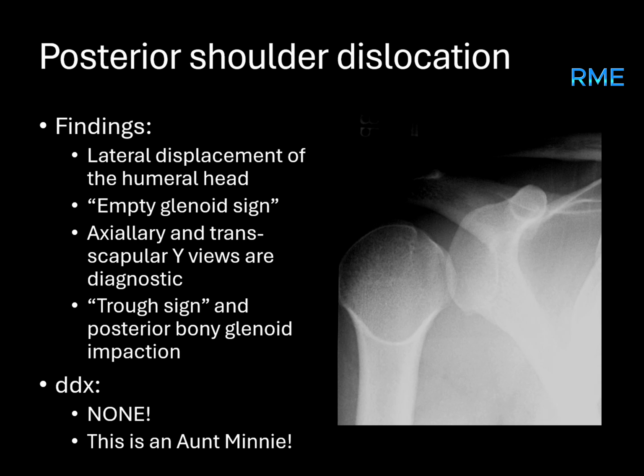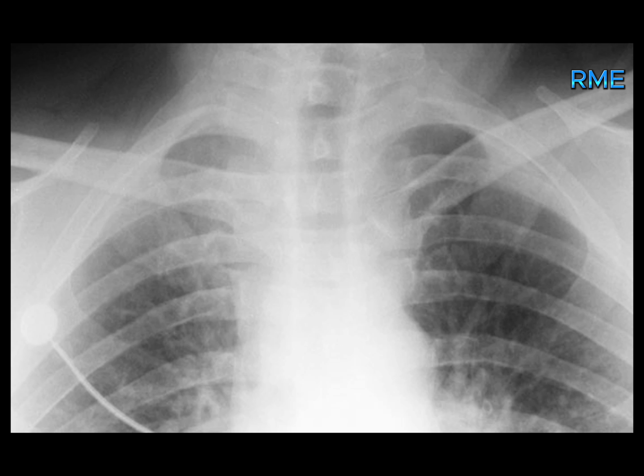What do you notice in this image? This image shows an asymmetric appearance of the sternoclavicular joints, with the medial portion of the left clavicle looking abnormal. This is suggestive of a sternoclavicular dislocation.